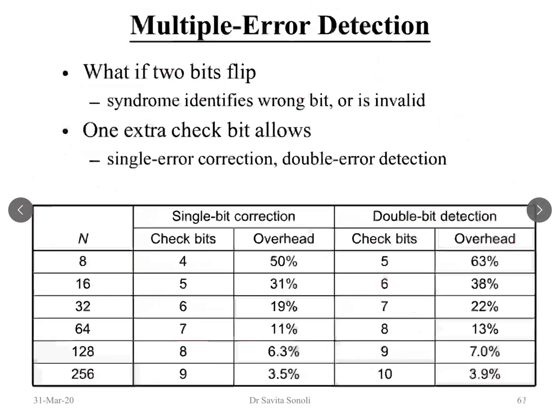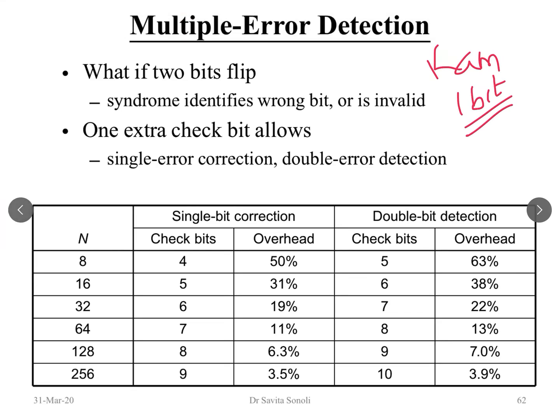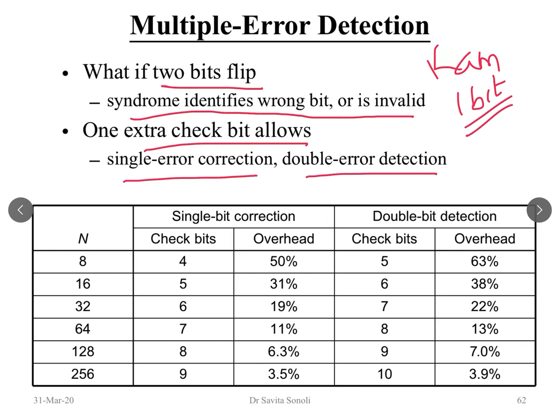So what about multiple error detection then? Using Hamming codes, we did only single bit detection and correction. If there are multi-bit errors, then what do we have to do? What if two bits are flipped? Then the syndrome identifies the wrong bit or is invalid. One extra check bit allows single error correction and double error detection. So you can check the below table here. This is single bit correction, this is double bit detection. If two bits have a problem, it is going to detect, it is not going to correct.